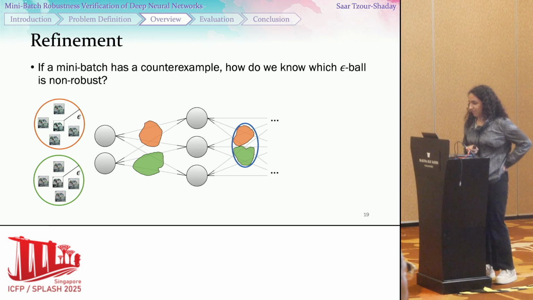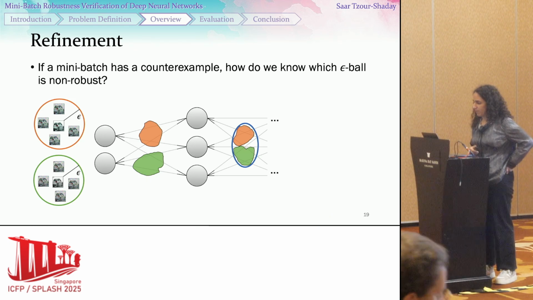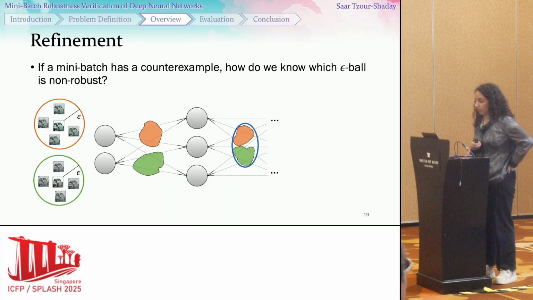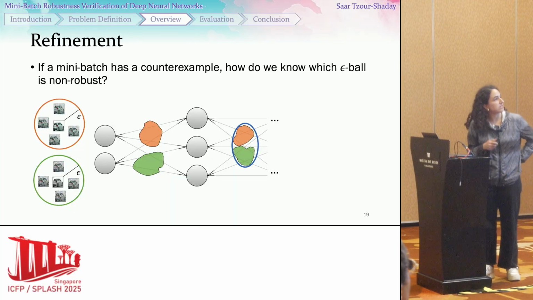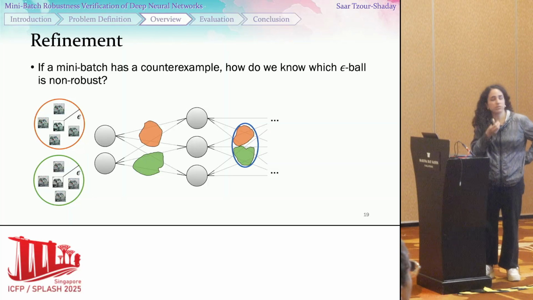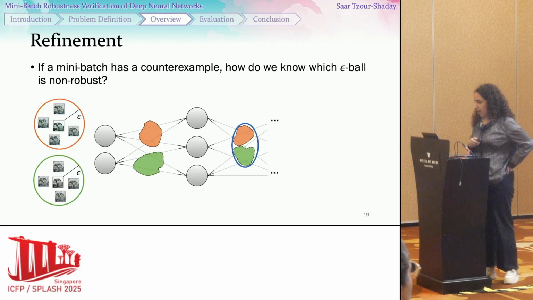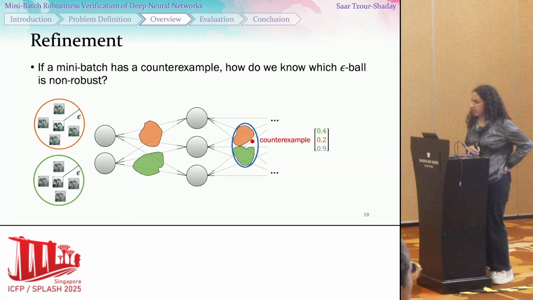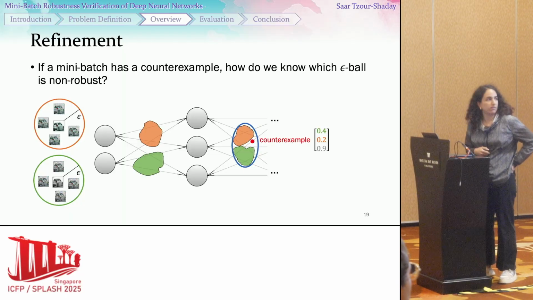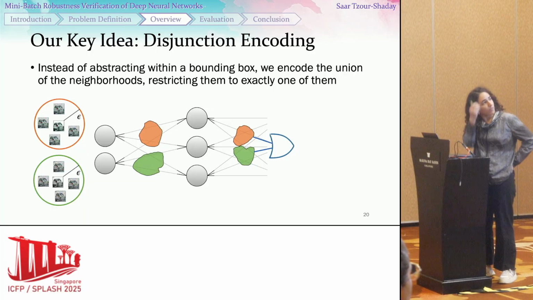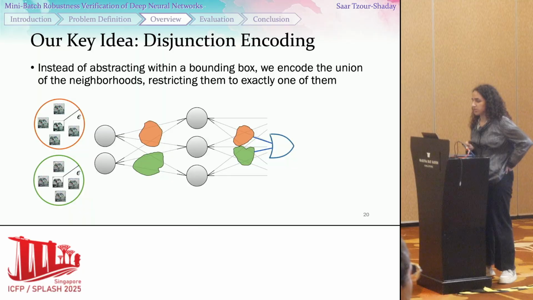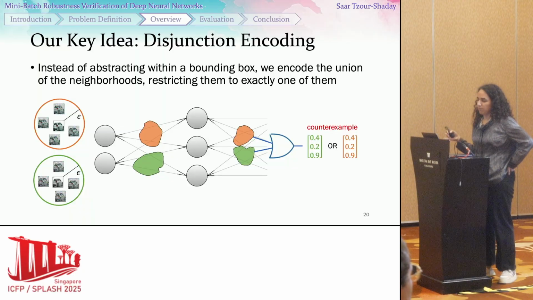Finally, when we find a counterexample, how do we determine whether it is spurious? And if not, which epsilon ball is non-robust? The answer relies on the way we abstract the neighborhoods. With convex abstractions, we observe that most counterexamples do not actually belong to any of the original epsilon balls, making them uninformative. So instead, we encode the union of the neighborhoods, which restricts the counterexample to fall in exactly one of the neighborhoods.